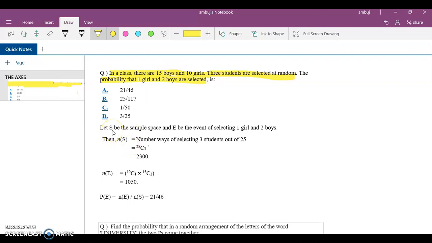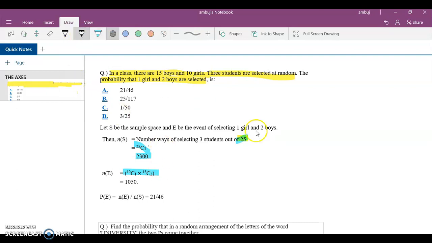So going to the solution, we have 25 students in the class. So selecting 3 students at random. We all know this, as we have done in the earlier example in which you were selecting 2 balls out of 7. In the same way we need to select 3 students out of 25. So it will be 25C3, which is actually 2300. Now, the probability that 1 girl and 2 boys are selected. There are altogether 10 girls and 15 boys. So the number of ways of selecting 1 girl and 2 boys is 10C1 into 15C2.